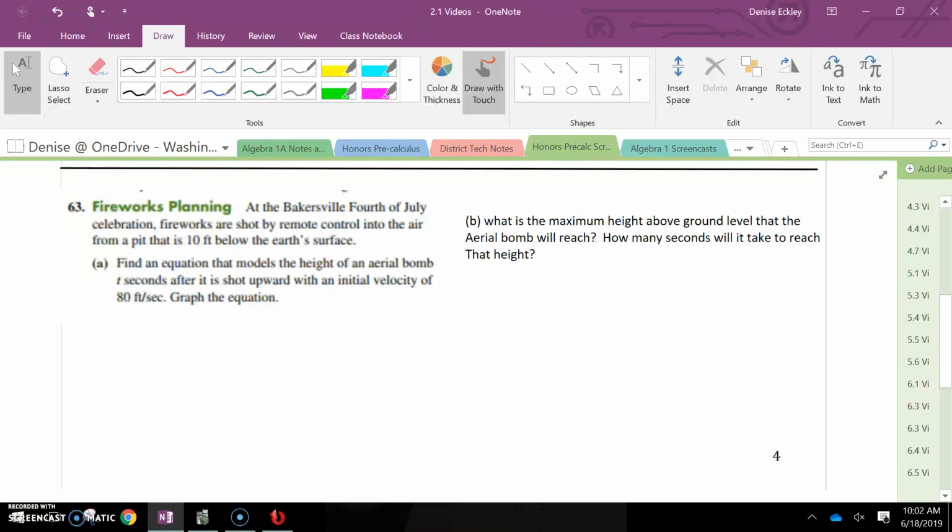So first we are to find an equation that models the height of an aerial bomb t seconds after a shot upward with an initial velocity of 80 feet per second. Then we are to graph the equation. Next, we're supposed to find the maximum height above ground level that the aerial bomb will reach, and how many seconds it will take to reach that height.